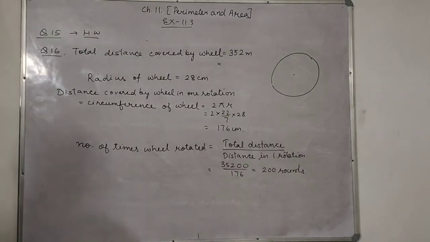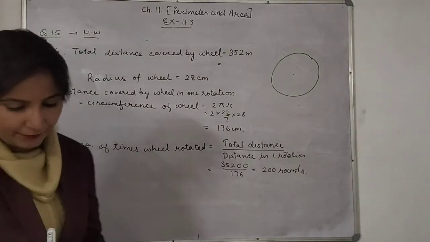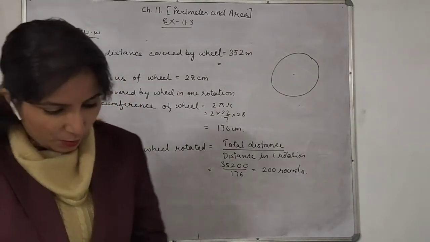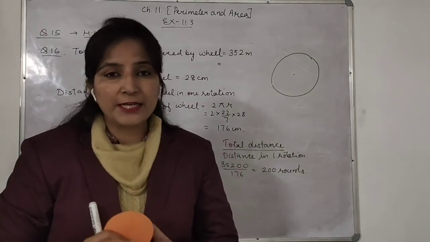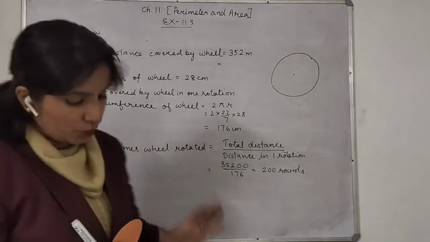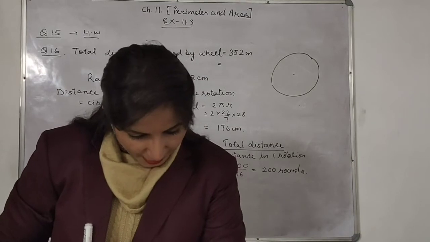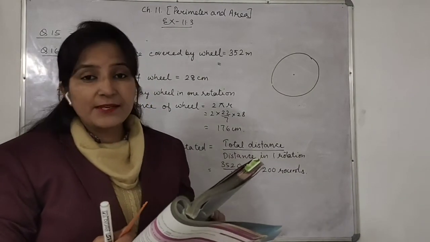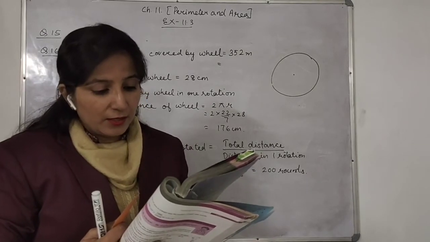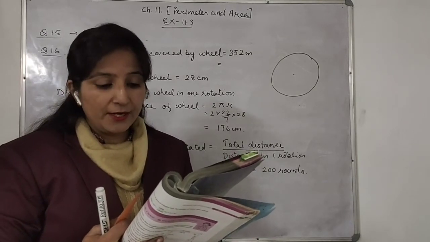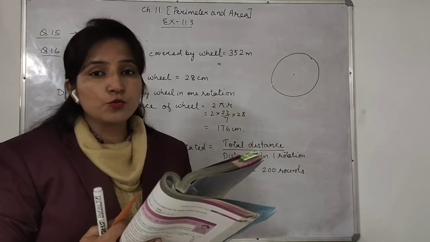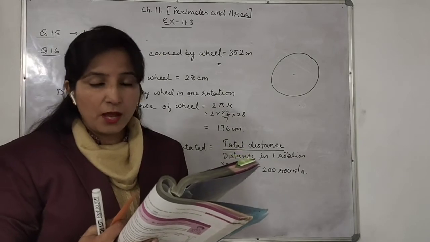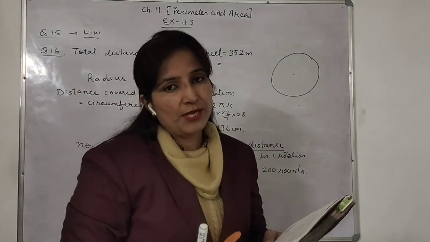Now, question 15 is your homework, students, of exercise 11.3, and question 16 we are going to discuss. Now, what is there in the question? There is a wheel given whose radius is given to us, and it is given that this wheel is rotating till 352 meters. The question asks how many rounds, how many times this wheel has rotated.